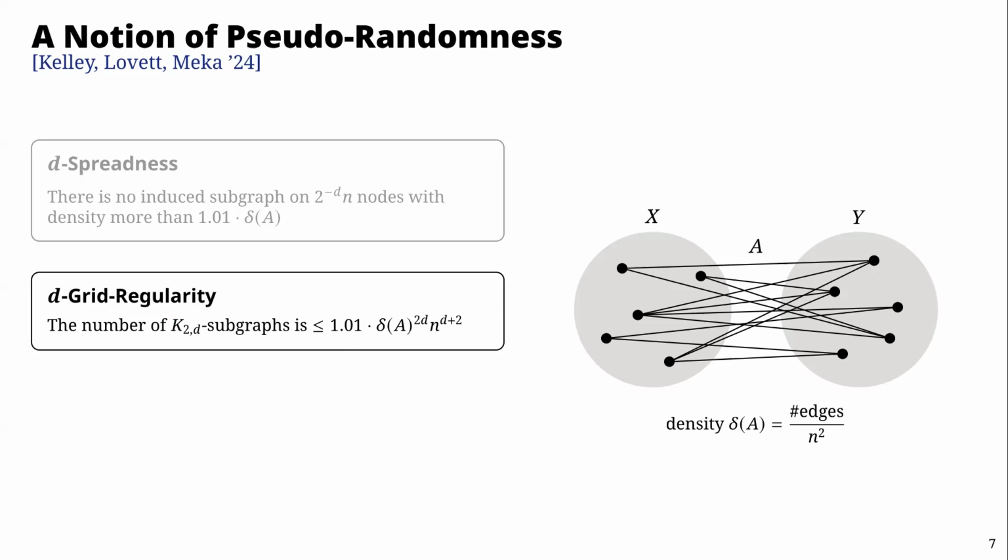Okay, now this is much nicer from an algorithmic point of view because even testing whether the graph is grid regular is somewhat easy, by just sampling a bunch of bicliques, like sampling a bunch of 2 nodes on the left, d nodes on the right, and testing whether they form a biclique, for instance.